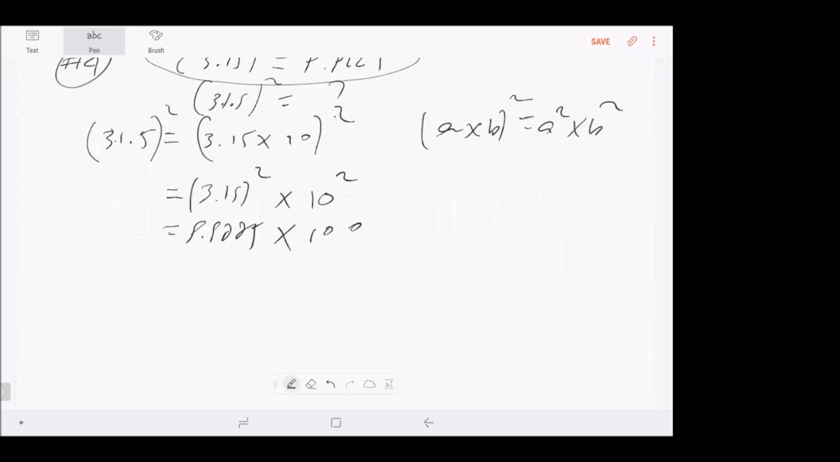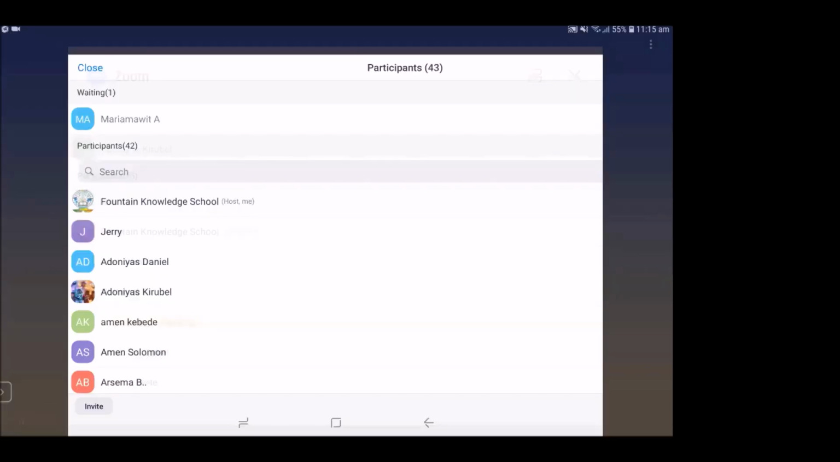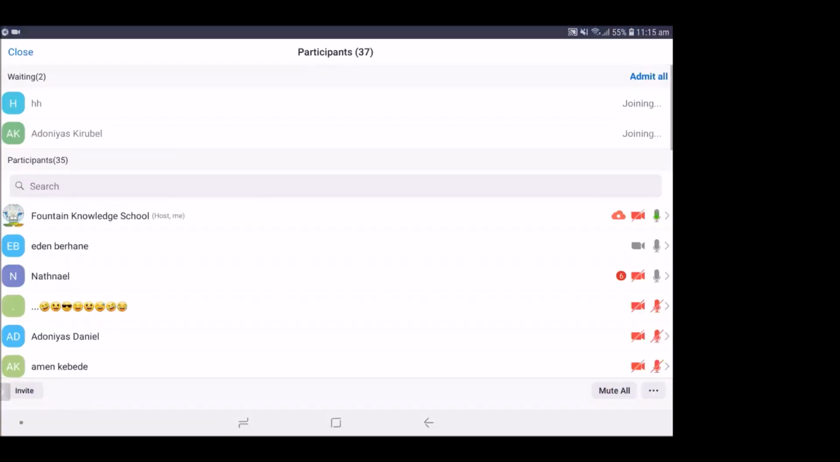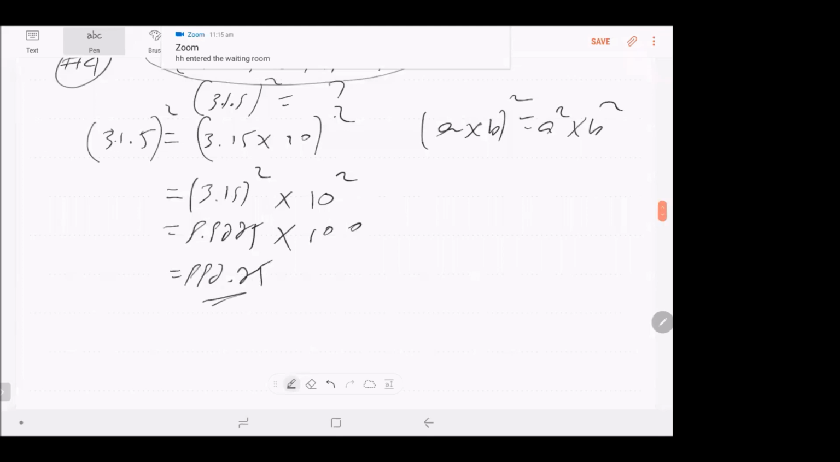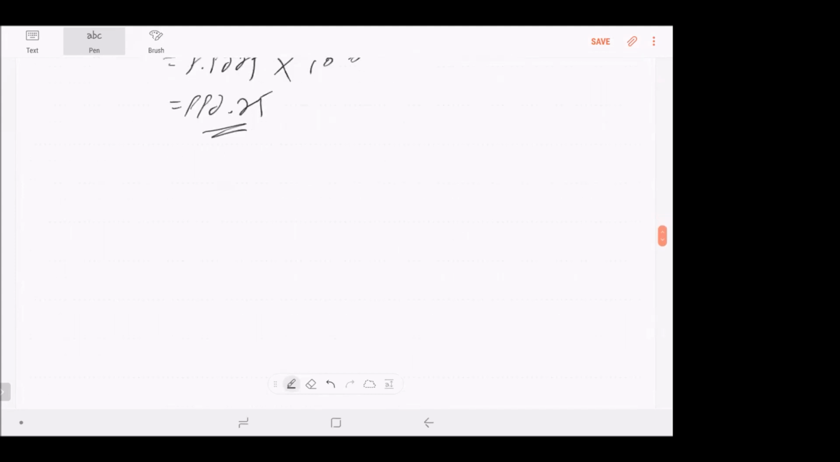992.25. What will the result be? 992.25. Point 25. You are right. Simply we shift the decimal point to the right. Yes, 992.25. So we can calculate this way. Any question on this? No.